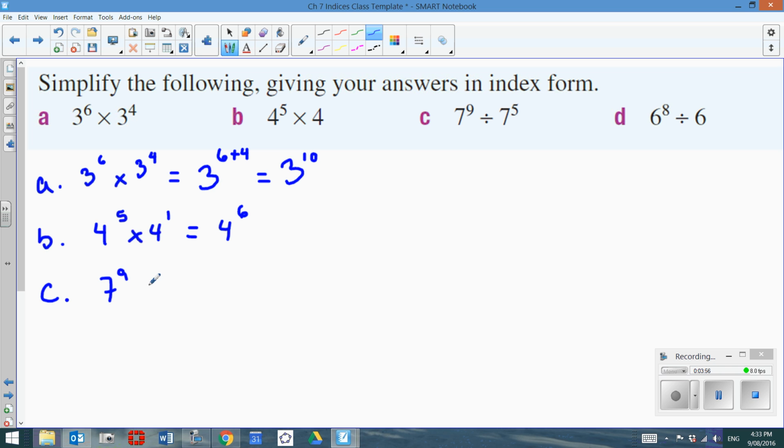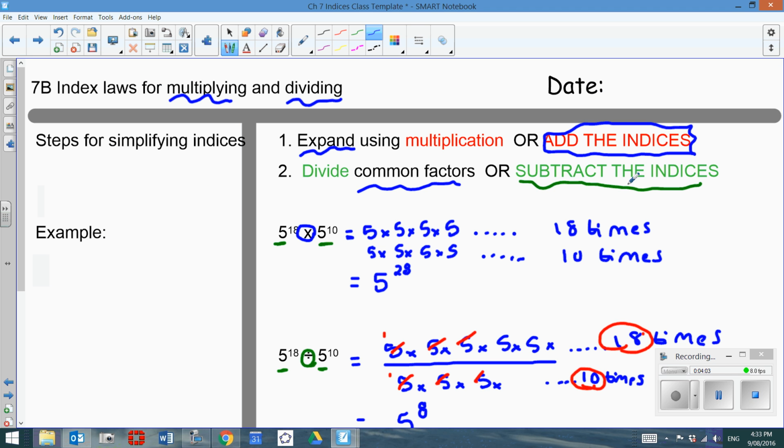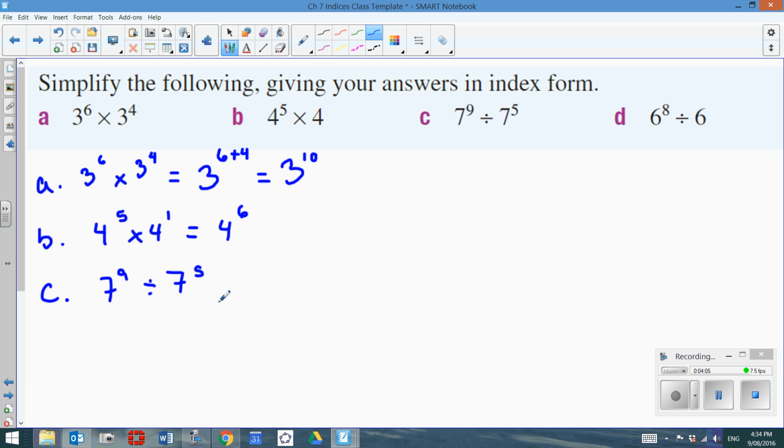Now when I have 7 to the 9th divided by 7 to the 5th, we have a division question. And our rule was when we divide, we're going to subtract our indices. That's the quicker way to do it. So I'm going to be left with 7, but 9 minus 5 is our new index of 4. And last but not least, 6 to the 8th divided by 6, which is to the 1st power, will leave me with the same base, 6. 8 minus 1 is 7.